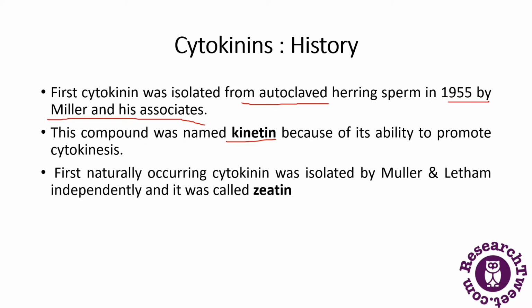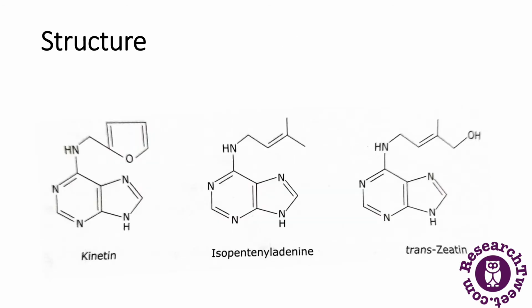What is cytokinesis? It is basically the physical process of cell division which divides the cytoplasm of a parental cell into two daughter cells. The first naturally occurring cytokinin was isolated from corn by Miller and Letham independently. It was called zeatin. In the next slide we will be showing the structures of kinetin, zeatin and isopentenyl adenine.